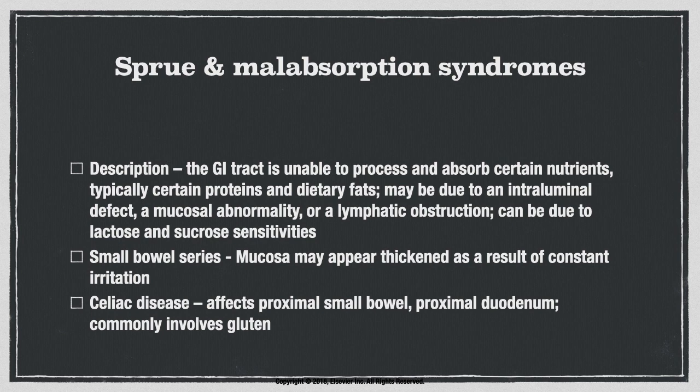Sprue and malabsorption syndromes. The GI tract is unable to process and absorb certain nutrients, typically certain proteins and dietary fats. May be due to an intraluminal defect, a mucosal abnormality, or a lymphatic obstruction. Can be due to lactose and sucrose sensitivities. On small bowel series, mucosa may appear thickened as a result of constant irritation. You also have celiac disease, which affects the proximal small bowel, proximal duodenum, and commonly involves gluten.